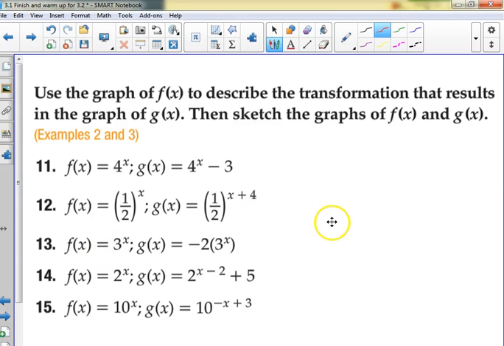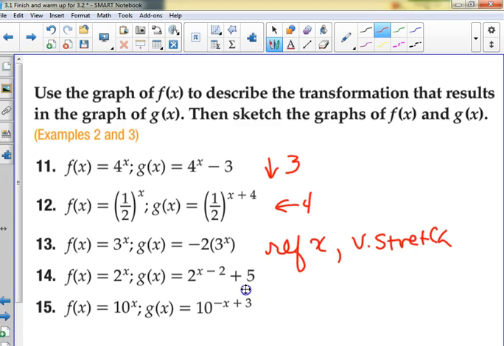All right, one more thing. 30 seconds. What are the transformations going on here? This is actually off your homework. This is what happened from here to here. Down 3. This one, left 4, down 3. What about this one? Reflect over X and vertical stretch by 2. But okay, this one, right 2 and up 5. Oh, I don't think we want to talk about that one. Okay.